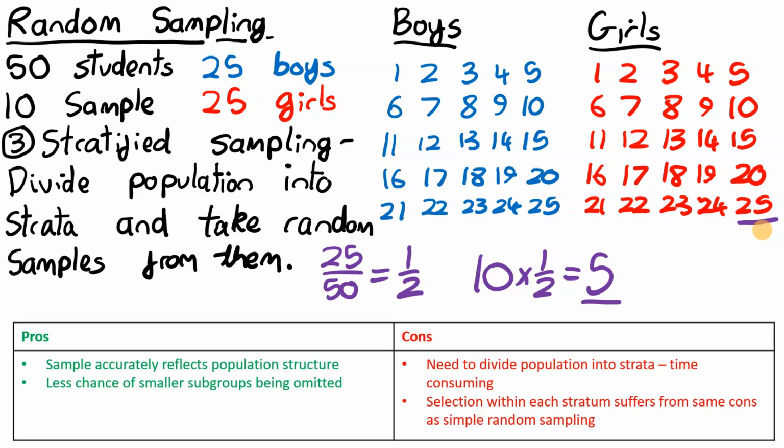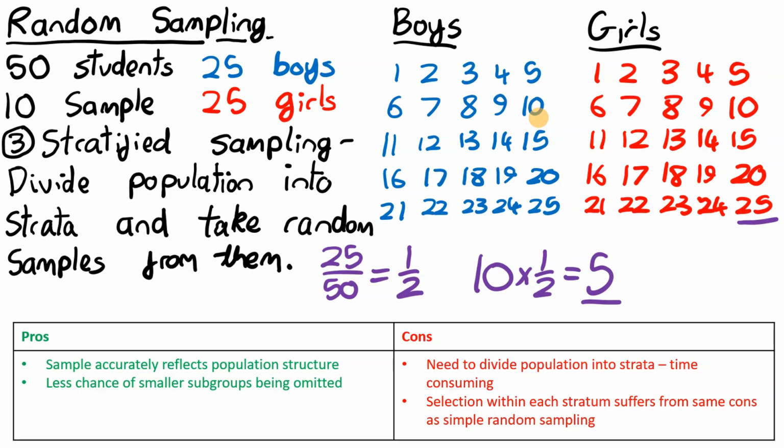The benefit of this is the sample will accurately reflect the population structure. Another advantage of this method is there's less chance of smaller subgroups being omitted. This isn't really the best example for this because we've only got 2 groups, but if you had a very small group, if you use stratified sampling, there is less chance of that not being included in the sample.